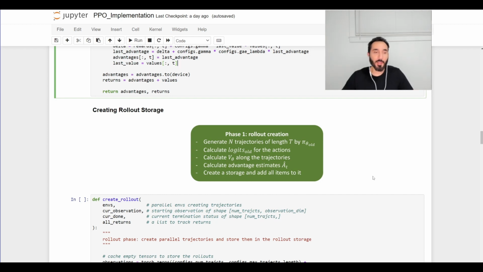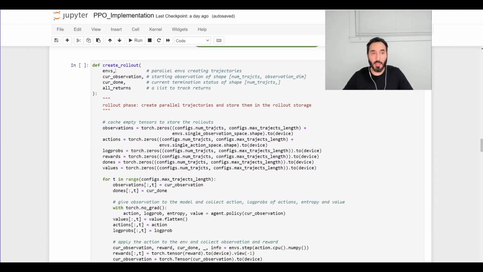Okay, the next step is phase one, which is rollout storage creation. Remember that in phase one, we go over n parallel rollouts of the game. Basically, we play the game in n parallel sequences, and then we collect information along those trajectories. We collect the logits, the values and the advantages, and then finally we store all these quantities into a storage. So that's phase one, where our agent actually plays the game.